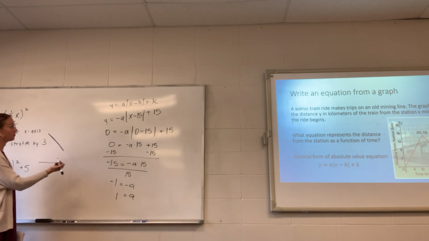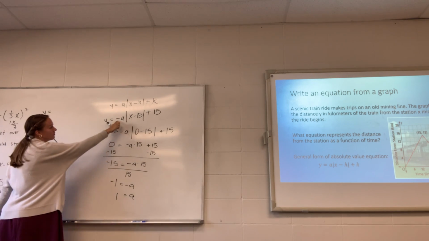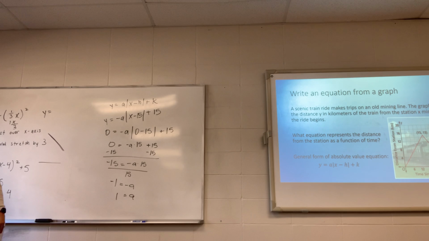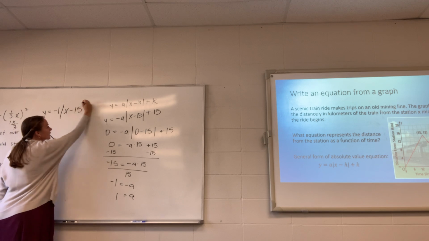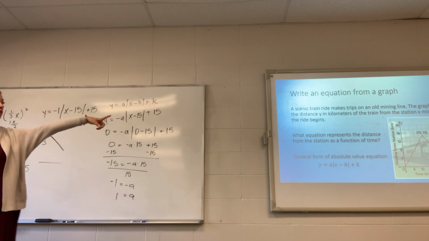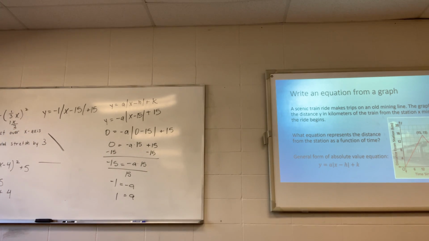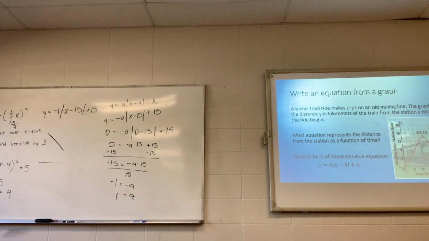So then if I needed to write my equation, I would just have Y equals, and now instead of negative A, I know it's negative 1. So I'd have negative 1, absolute value of X minus 15, plus 15. And that would be the equation of that graph right there. Okay? And that's everything. I know the first couple sections in this book are just a lot, and then it gets better. Everything else is way shorter.